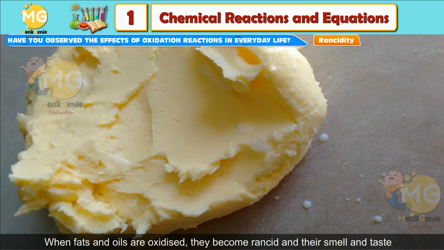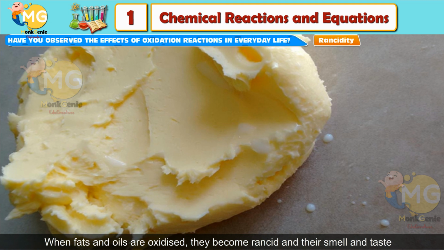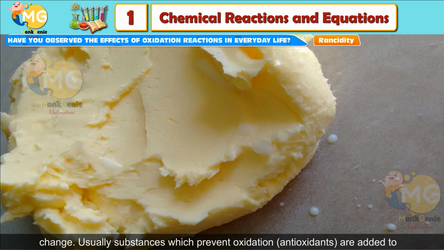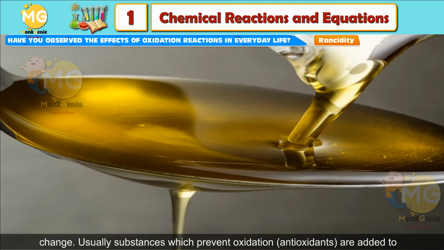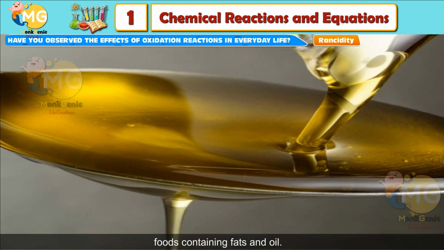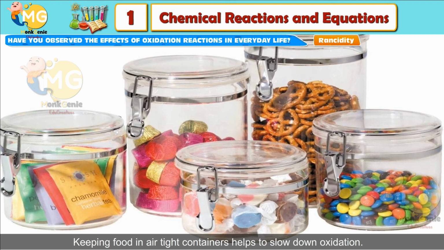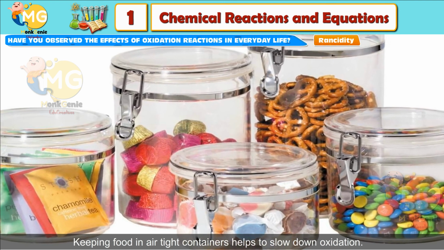Rancidity. When fats and oils are oxidized, they become rancid and their smell and taste change. Usually substances which prevent oxidation, antioxidants, are added to foods containing fats and oil. Keeping food in airtight containers helps to slow down oxidation.